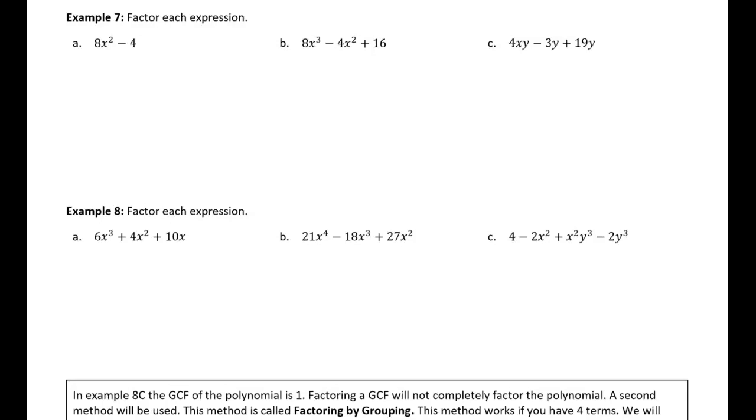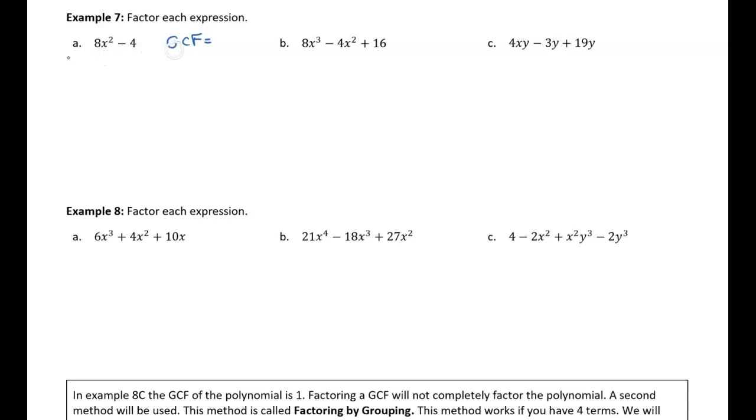Part A, we have 8x squared minus 4. Like we did on the other ones, we're going to look for a GCF, just to make it as simple to start with as possible. I'm noticing only the first term has x squared in it, the second one does not, so my GCF will be a number. And then between the 8 and the 4, this looks a little familiar.